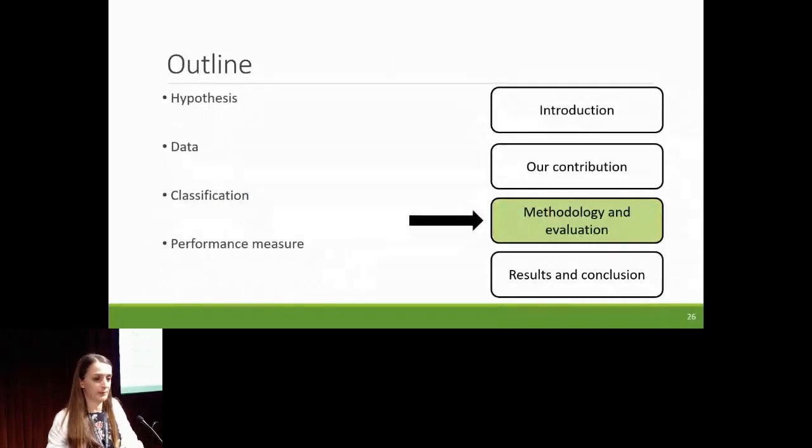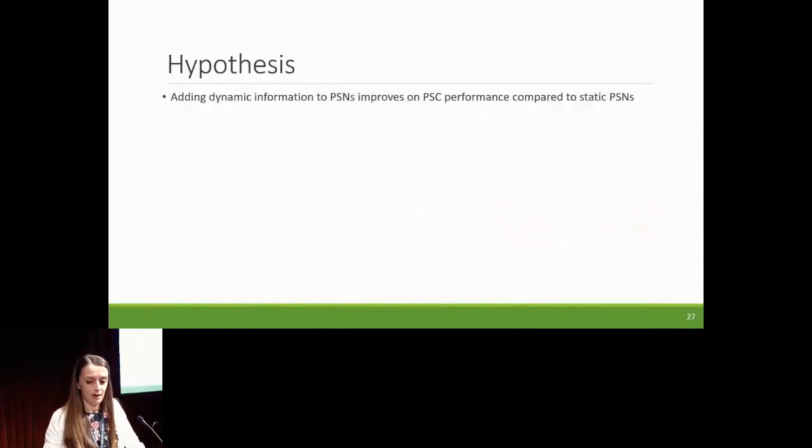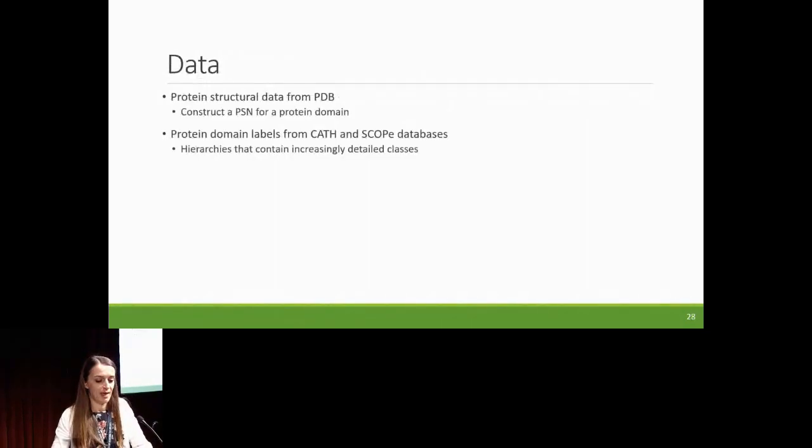And very briefly on the methodology, the hypothesis is adding dynamic information into the PSN should hopefully yield a higher protein structural classification accuracy. We use data from the Protein Data Bank to extract information about protein domains. So our objects are not entire proteins, but protein domains, which are those labeled by CATH and SCOP labels. And these are hierarchies that contain increasingly detailed classes.